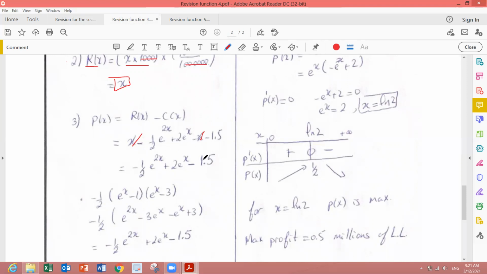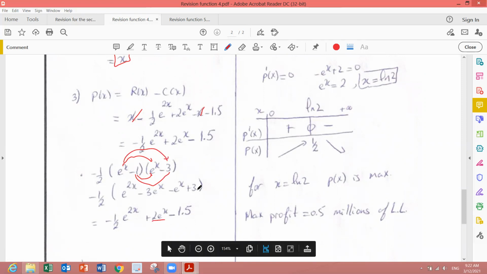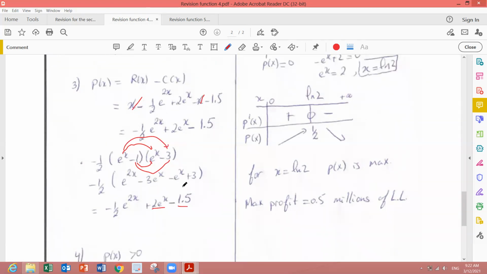It is difficult to factorize this expression, so I take the second part, minus half e to the x minus 1 into e to the x minus 3, and I expand. Minus half, I leave it, I put the brackets, e to the x times e to the x, we add the powers, e power 2x, minus 3e to the x, minus e to the x, plus 3. Minus half e power 2x, minus 3, minus 1, minus 4 times minus half, it will become plus 2e to the x. 3 times minus half is minus 1.5. So this is the profit function, which is Rx minus Cx.